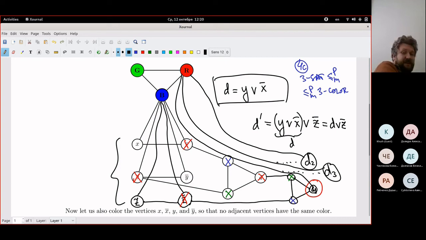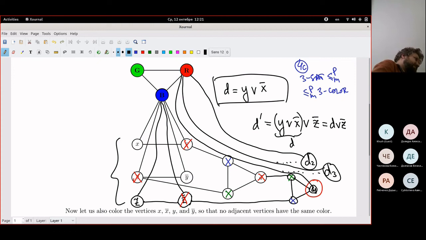Yeah, and that's if the graph is colorable in three colors, then all these D's are not red, and they are green or blue, but they cannot be blue, they are also always green. To be on the safe side, you can also connect them to blue to make them green. And when all of them are green, this means that they are true, and all the clauses are true. It means CNF is true.